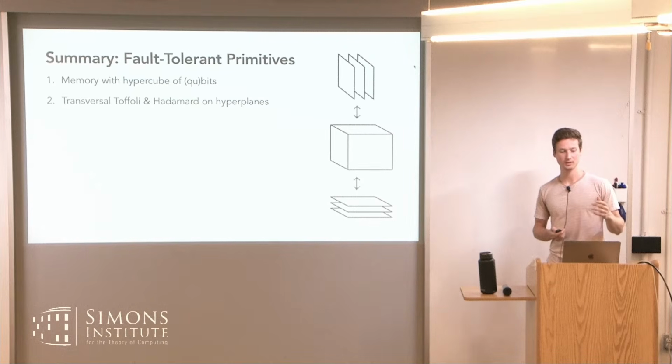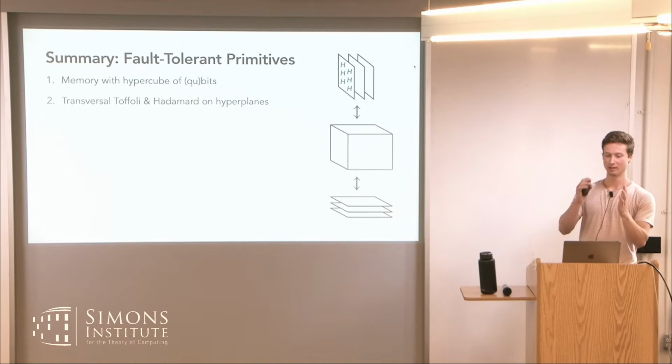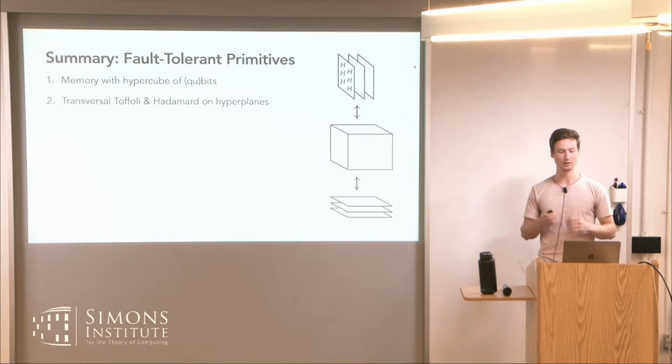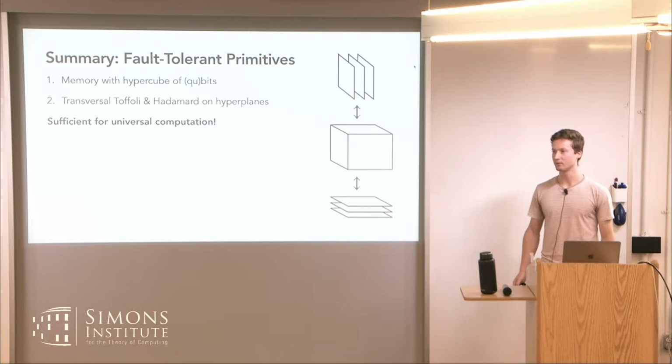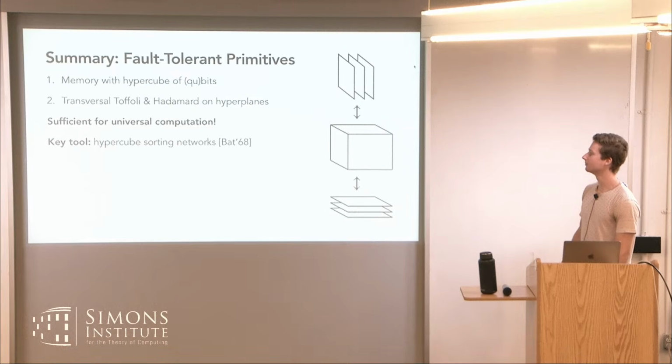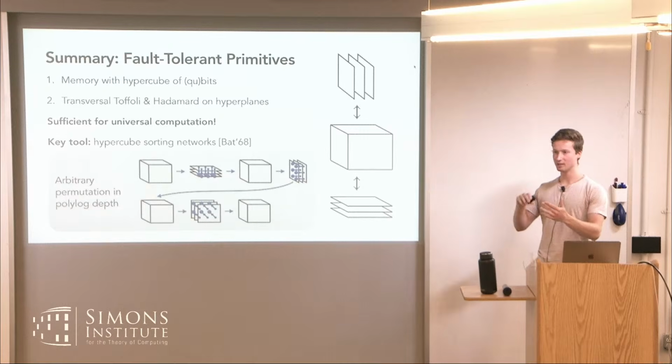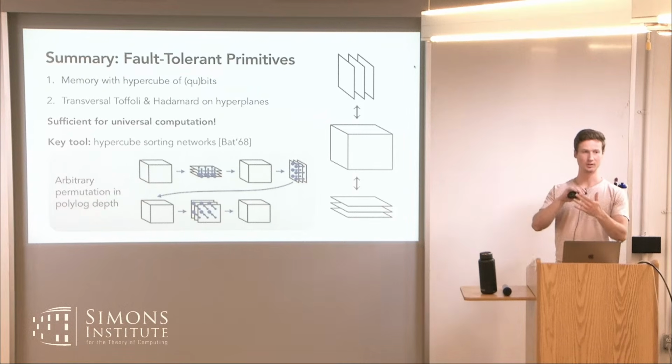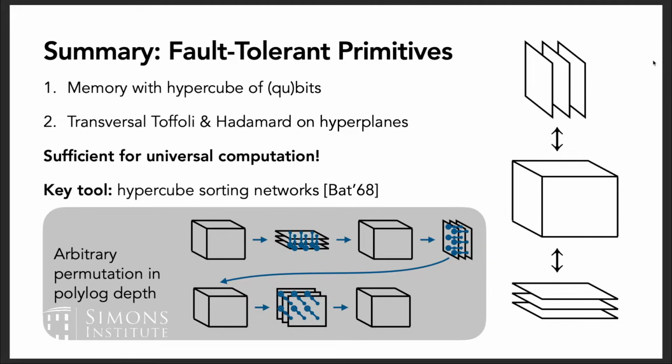So to summarize, we have a memory, and we can do transversal Toffoli and transversal Hadamard in these hyperplanes, where our qubits are arranged in a larger hypercube. And this is actually enough for universal computation. It's known that being able to perform Toffoli gates in one direction at a time on these hyperplanes is enough to sort our qubits, that is, to rearrange our logical qubits into any arbitrary configuration. This sorting is polylog depth, so we can run a sorting network, put our qubits wherever we want them, and then do a transversal Hadamard or a transversal Toffoli gate. Then we again repermute our qubits for the next layer of gates, do a transversal gate, and so on.